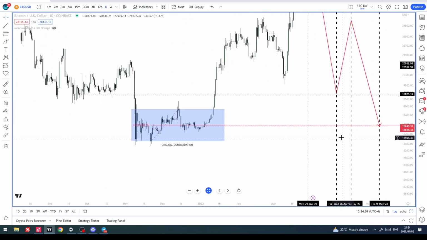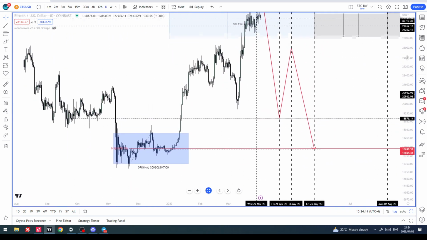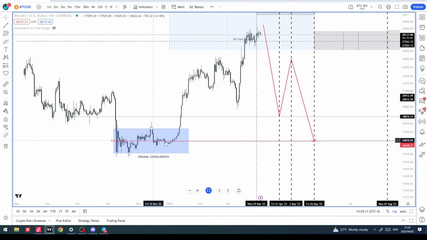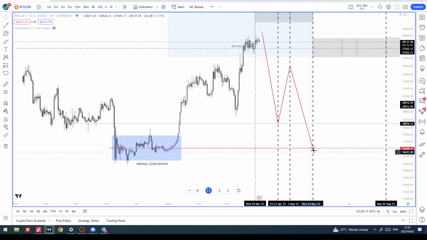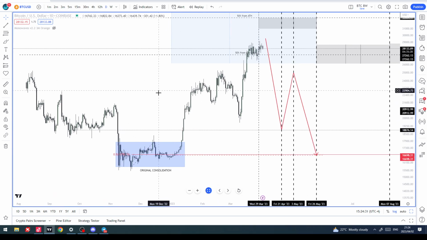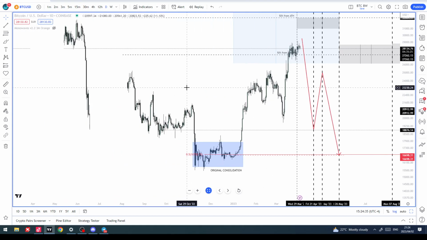Now, on a bigger scale, we want price to come back down to the equilibrium of the range or the original consolidation here. Tap it, make the entire range up efficient again, and then price moves away. So this is one tenet of it, which is consolidation seeks equilibrium. And if price is expanding from a consolidation, then expansion seeks order blocks.